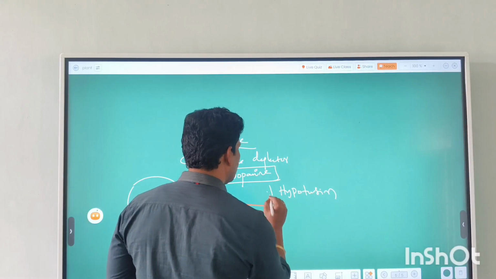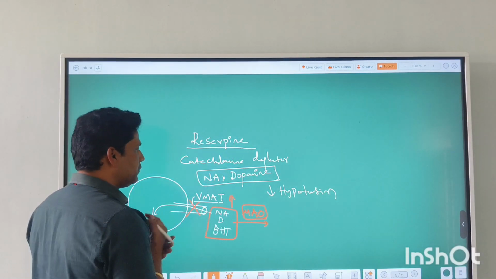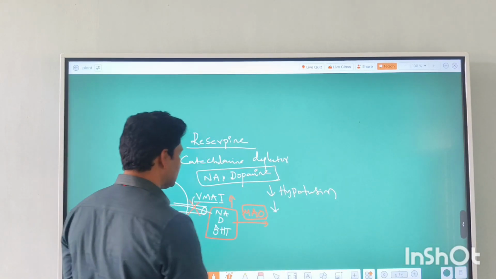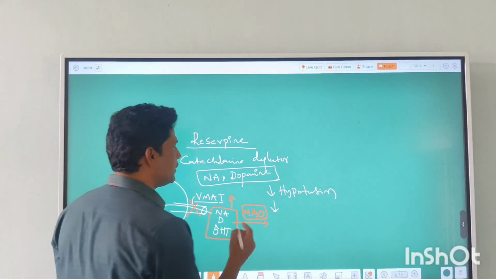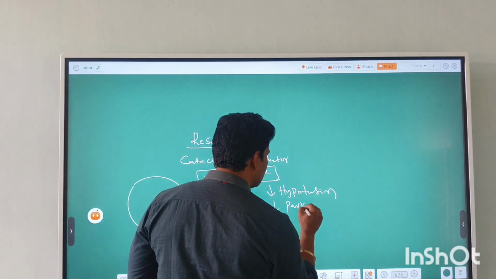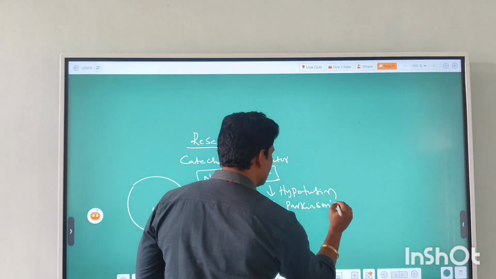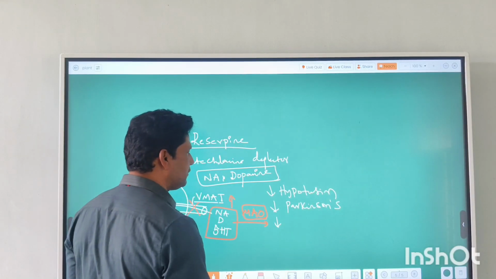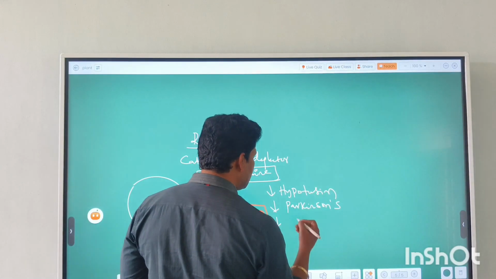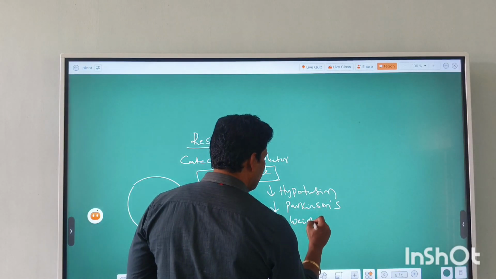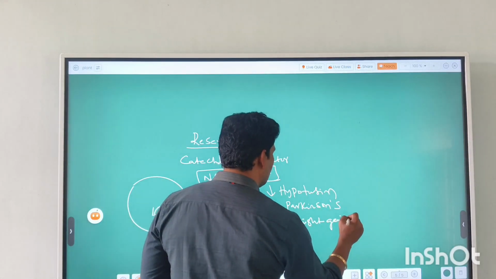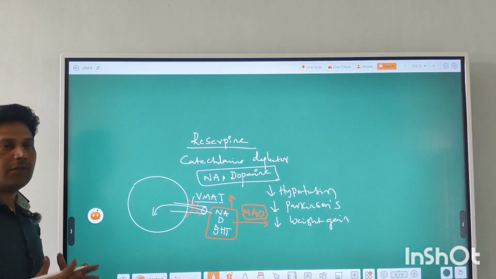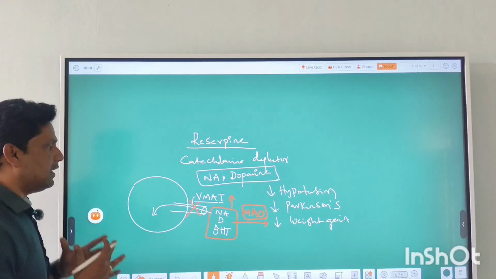If noradrenaline level decreases, it produces hypotension. If dopamine level decreases, it produces Parkinson-like symptoms. And if the activity of 5-HT decreases, it leads to increased appetite and produces weight gain. Because of these reasons, reserpine is withdrawn from the market as a drug.